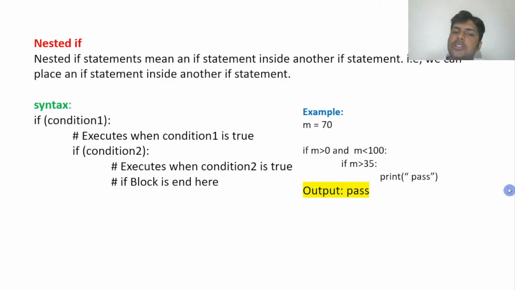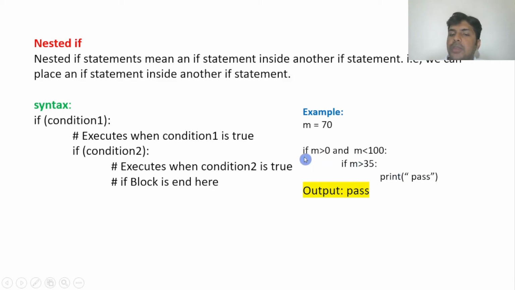So to avoid such a situation, first I have given a condition: it should be greater than 0 and less than 100. And the second condition: if marks are greater than 35, then only it will print pass, otherwise it will not print anything. If it fails any condition, it will not print pass. If it satisfies the first condition and the second condition, then only it will print pass.